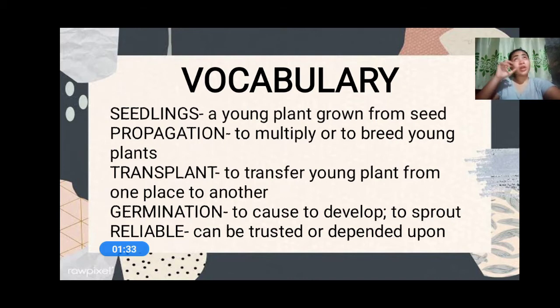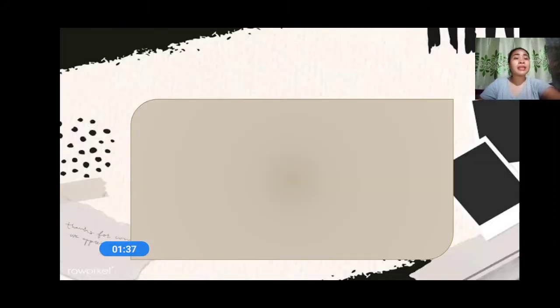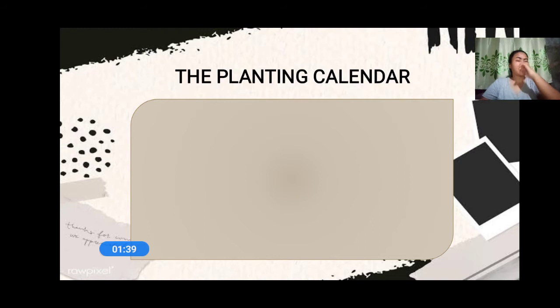So today, we are going to talk about the planting calendar. So teacher, what is this planting calendar? This planting calendar is our guide for us to know when to plant that specific or particular vegetable. Okay? So what is planting calendar? A guide which guides us on when to plant a specific vegetable.